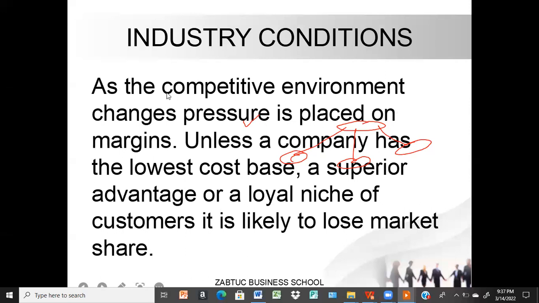And what happens as the competitive environment changes, pressure is placed on margins. Unless a company has the lowest cost base, a superior advantage, or a niche of customers, it is likely to lose market share. So when there's a lot of influence in the industry, there's a lot of pressure on the margins, and you find that the profits are becoming thinner and thinner and thinner. What happens? You may just have to leave.